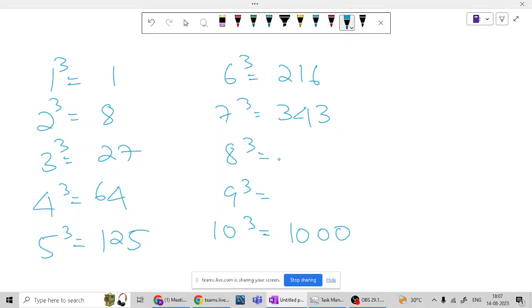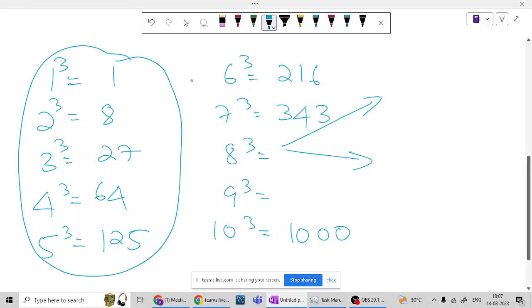You all find the value of 8 cube. Sir, should we learn all the values? Yeah, you have to memorize. It will be useful. For cubes, 1 to 10 is enough. Even this is difficult? You keep solving these numbers, and automatically you'll get used to these values.